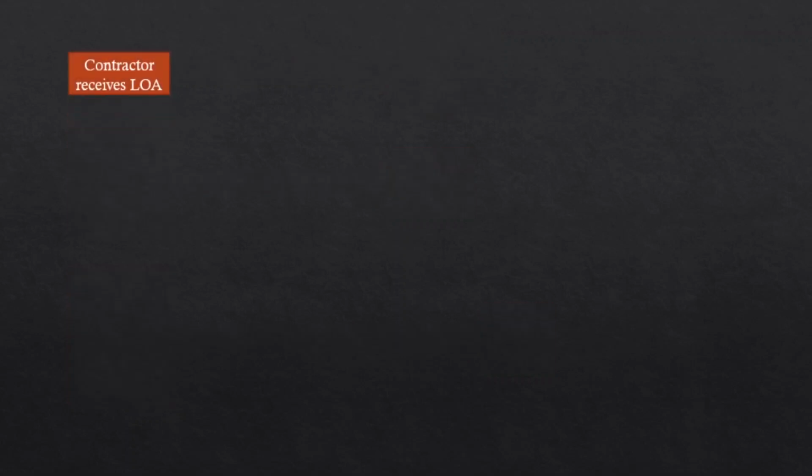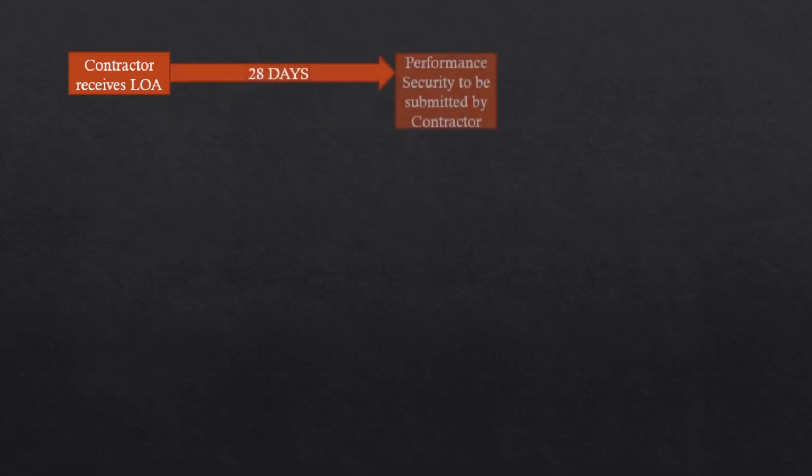Next, once the contractor receives the letter of acceptance, within 28 days the contractor needs to submit his performance security to the employer. I have explained what performance security is in a previous video. There is a video where I have explained the different guarantees or securities in a construction project, so you can check that.